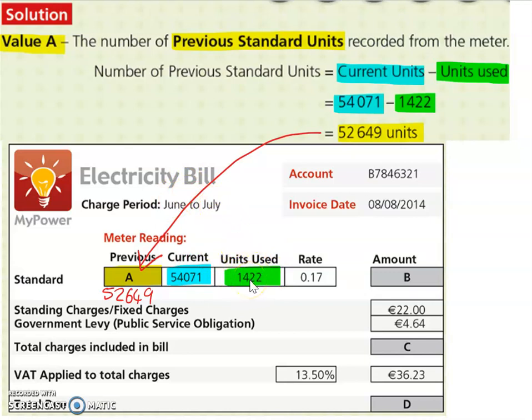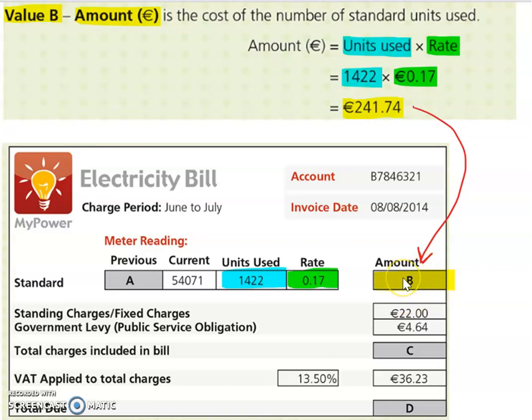And that's important because when you're billed for that month, you only want to be billed on the units that was used that month. You don't want to be billed on units you used the previous month or the previous few months. So to figure out A, we did 54,071 minus 1,422, and it left us with 52,649.